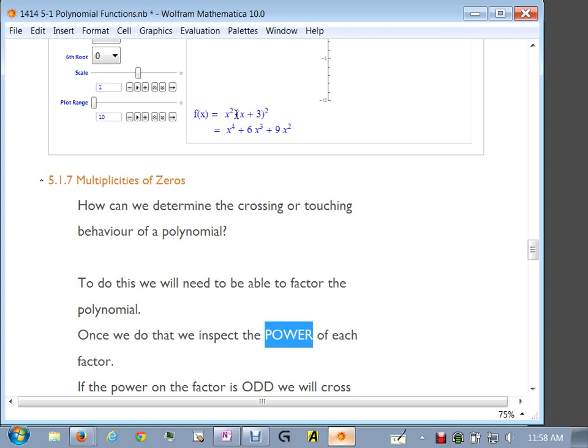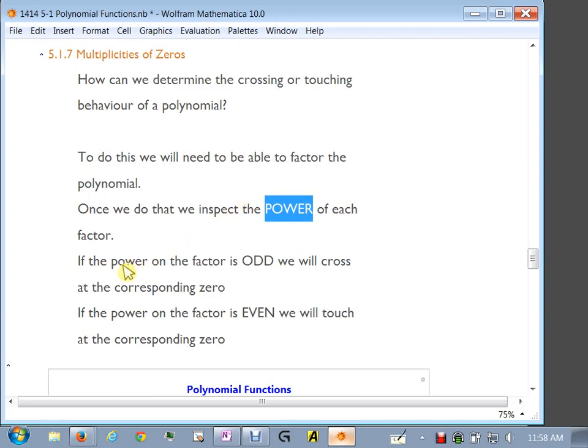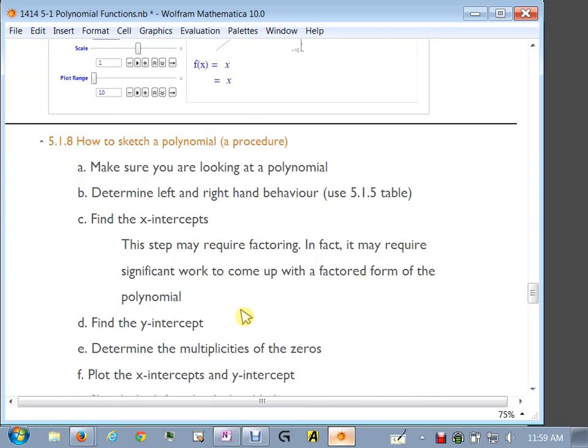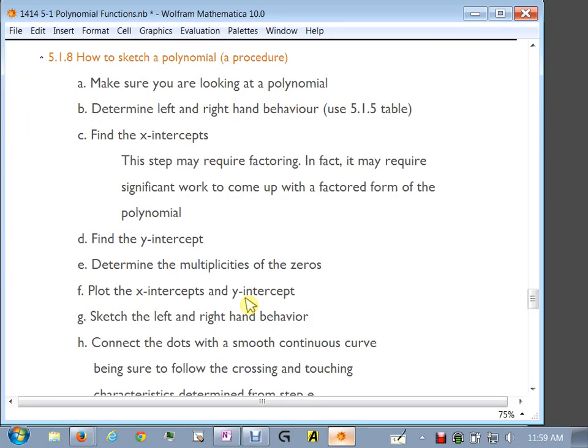So what's the power on this factor? 2. What's the power on this factor? 2. If the power is odd, we're guaranteed to cross through. If the power is even, we will touch or bounce off the x-intercept. Let's see if we can put this together. We just have to get practice. Here are the set of steps.